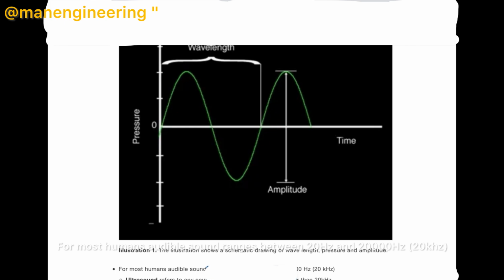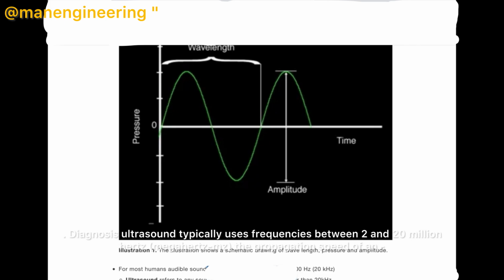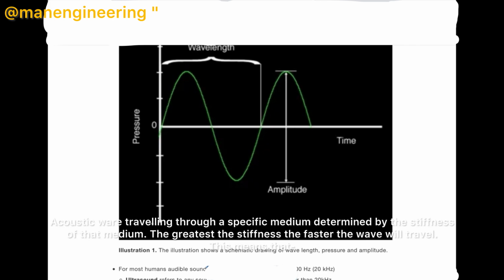For most humans, audible sound ranges between 20 Hz and 20,000 Hz, 20 kHz. Ultrasound refers to any sound waves with frequencies greater than 20 kHz. Diagnostic ultrasound typically uses frequencies between 2 and 20 million Hz, megahertz, MHz.